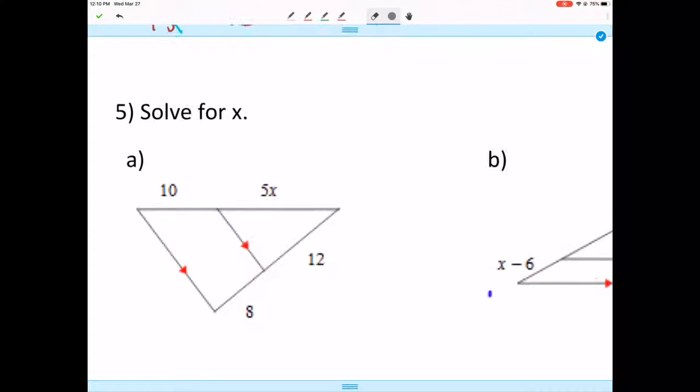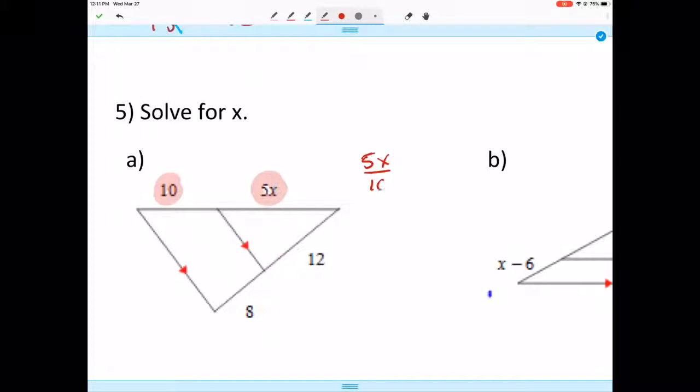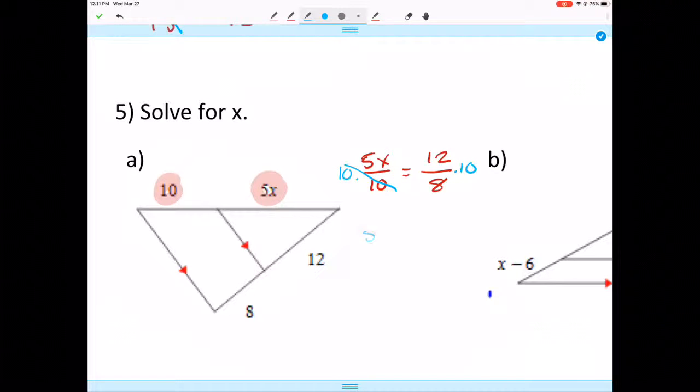Okay, here's another problem. We know that 5x corresponds to 10. 5x divided by 10 is equal to 12 divided by 8, and we just need to solve for x. So we can multiply both sides by 10. That would give us 5x equals 20 divided by 8. This would give us 15. And then we divide both sides by 5. X equals 3. All right?